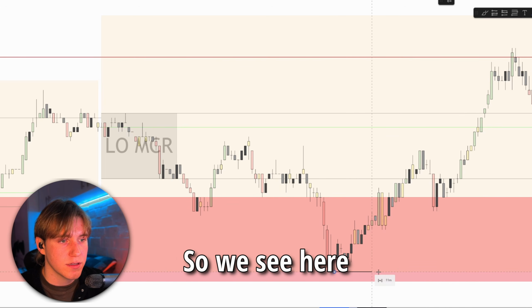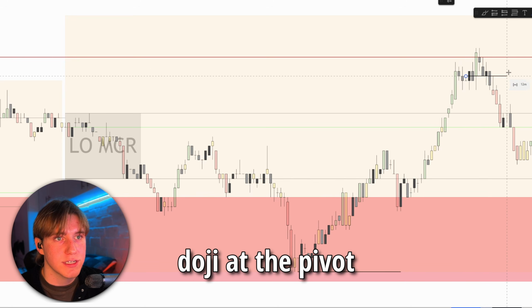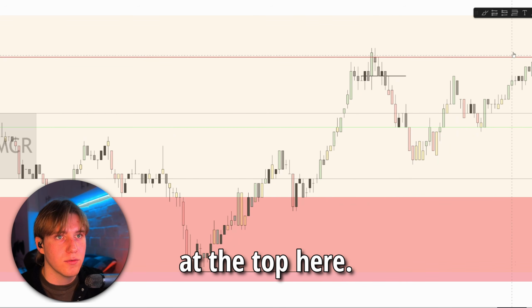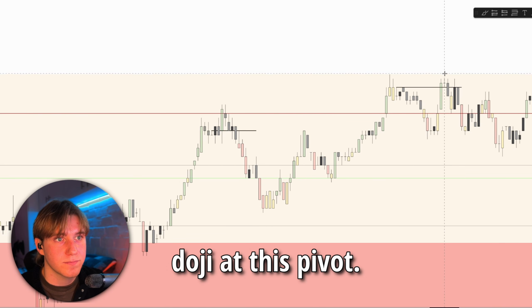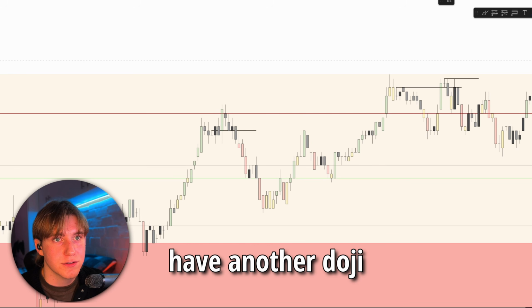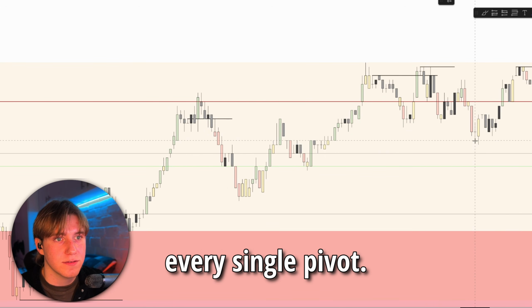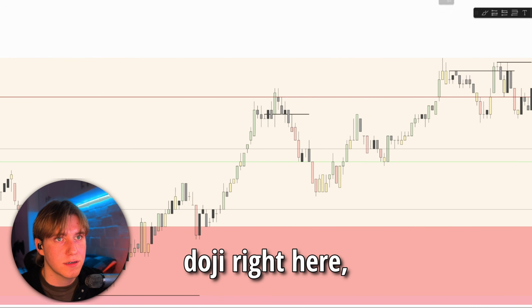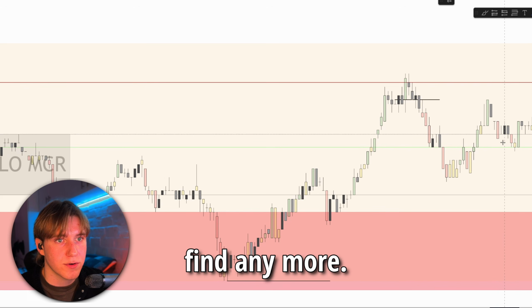So we see here we have a doji. I'm just marking out the lows and the highs of some of them. Here we have a doji at the pivot at the top here. We have a doji at the pivot at the top here. Here we have another doji at this pivot. And then we have another doji at this pivot. You're going to find dojis almost at every single pivot. So we have a doji right here, a doji right here. Let's see if we find any more.